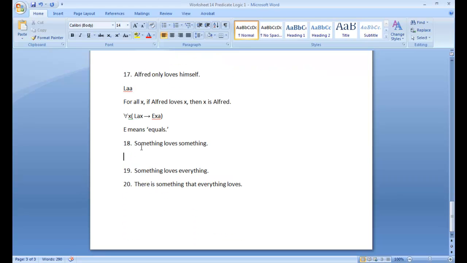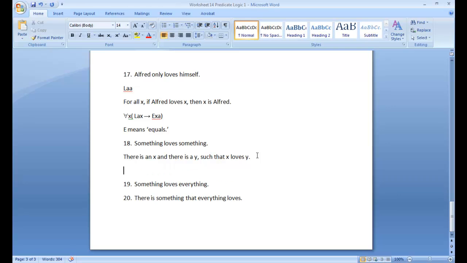Something loves something. How do we say that? Well, there is an X and there is a Y such that X loves Y, right? Very important to introduce two variables here, because if we just used one X, then we'd be saying something loves itself. Or if we just used a Y and not an X, we'd be saying something loves itself. So since there's two variables, there has to be two quantifiers. So there exists an X and there exists a Y such that X loves Y.